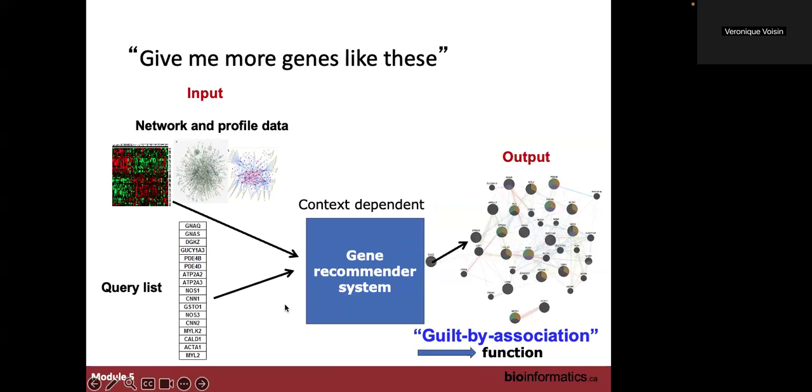Then we have the second question. Give me more genes like this. In this case, we still have the same source of functional interaction networks, and then the second element is a gene list. So in this case, it is context dependent. So the gene recommender system is going to first look at the genes in the gene list and see how they are connected to each other using the functional interaction networks. And based on that, it is going to add the other 20 genes to the query list. Then it uses the guilt by association algorithm to distribute the scores across the networks and then determine the function.